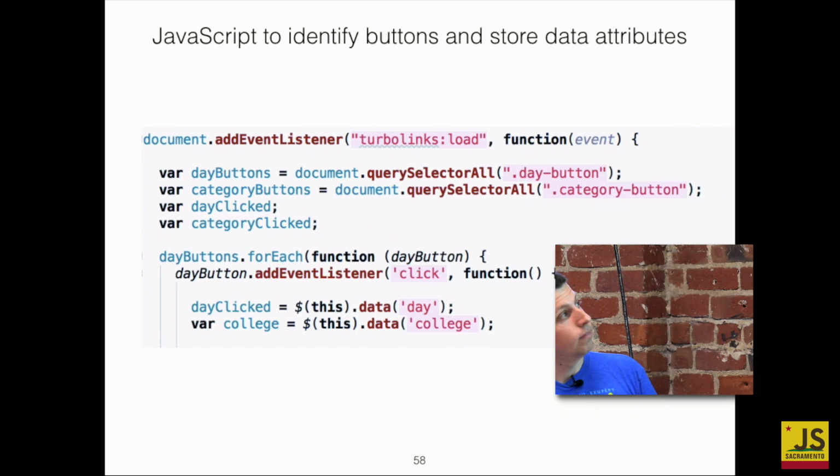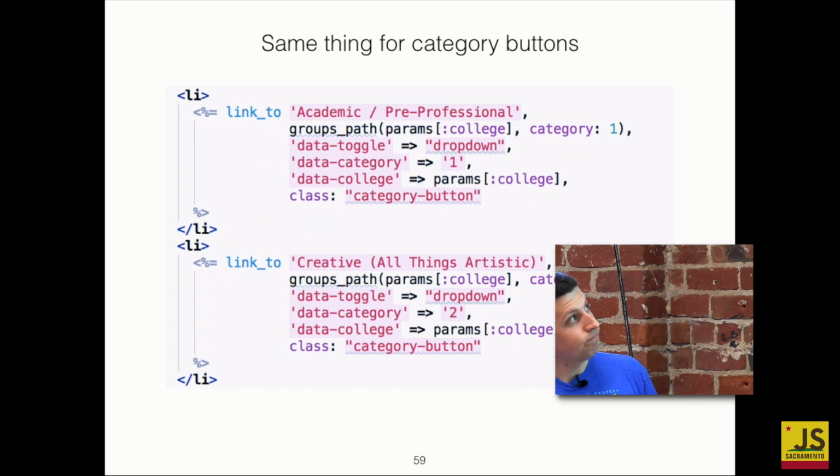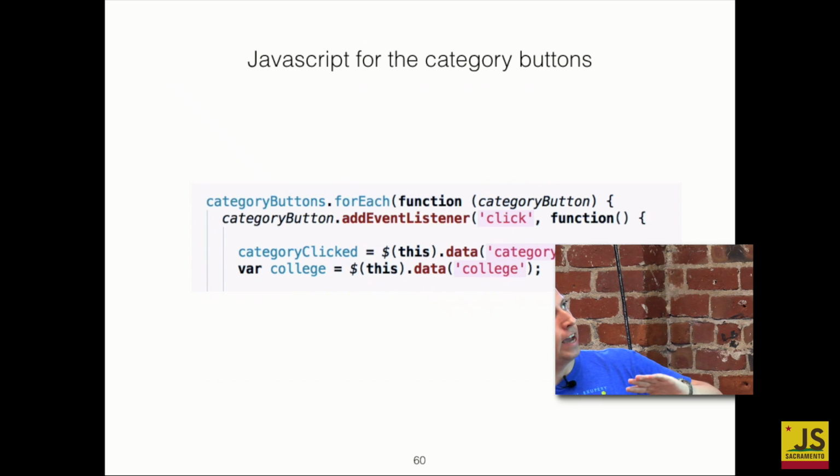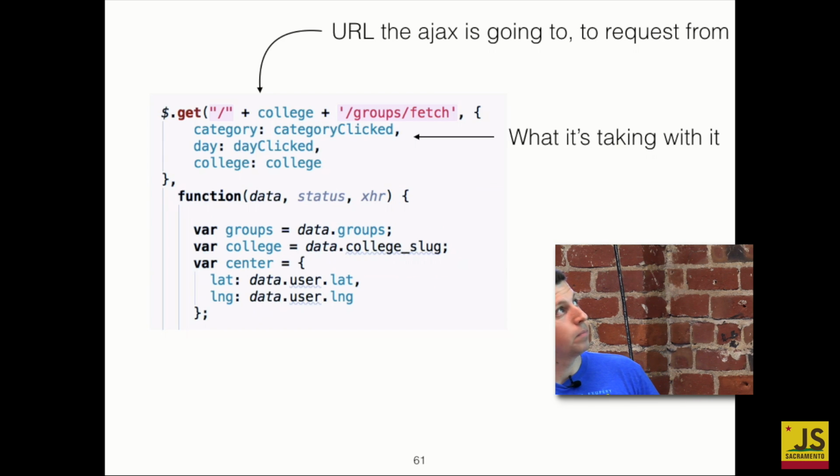And for JavaScript, I'm listening for those buttons for what they click. And then I'm just grabbing that data attribute for day. So if it's Monday, I'll grab that 1 and store it in what day was clicked. Same for category. Same thing for category buttons, same idea.